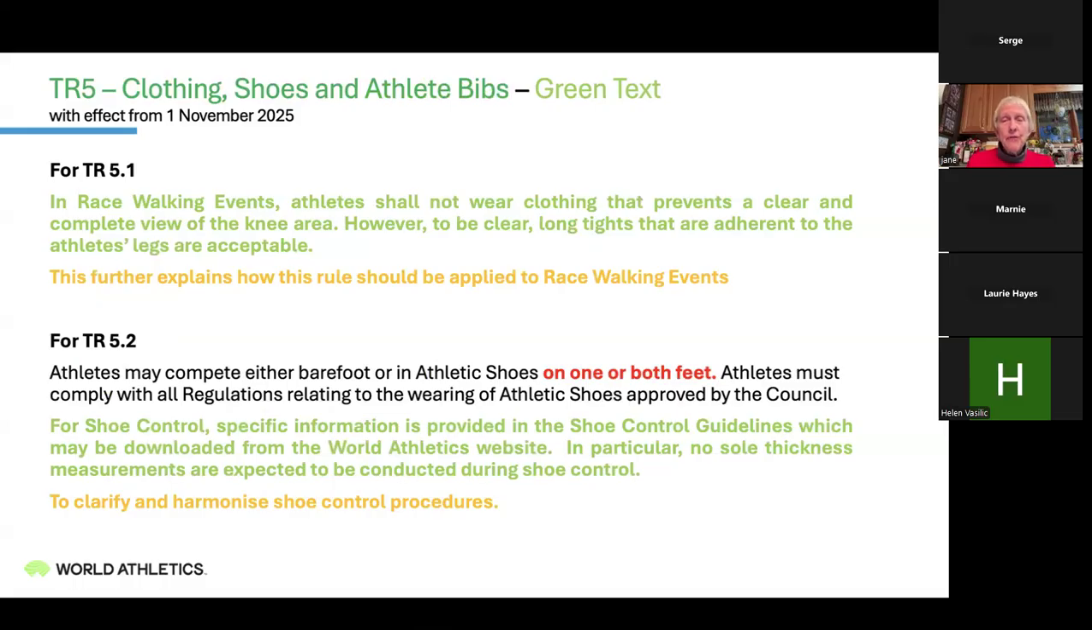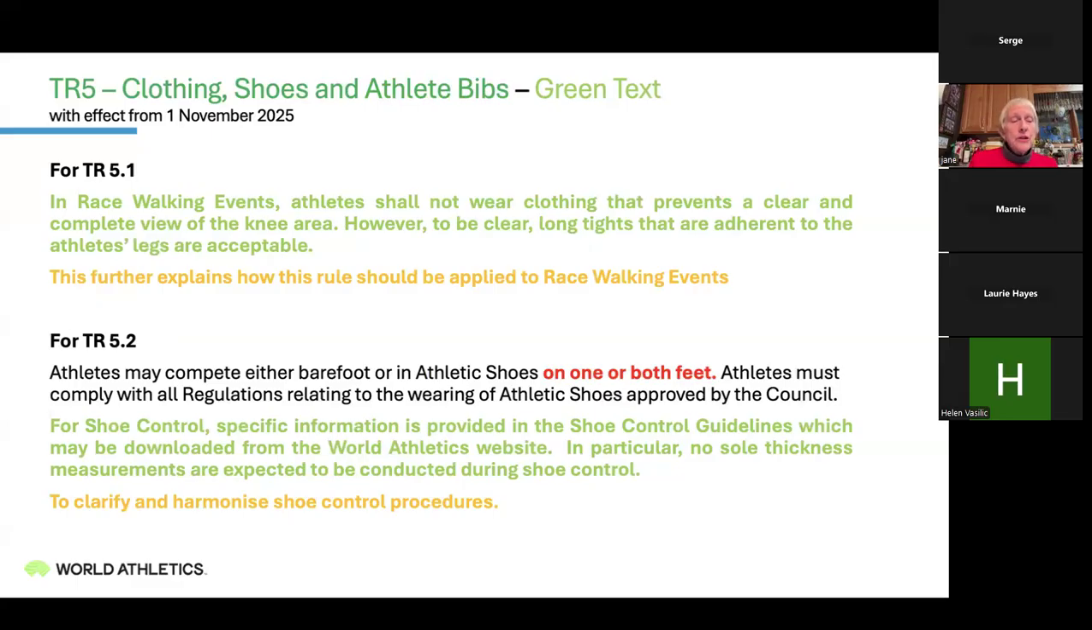And here's a heads up for you race walk judges, as well as call room judges and chief judges. In race walking events, athletes shall not wear clothing that prevents a clear and complete view of the knee area. However, to be clear, long tights that are adherent to the athlete's legs are acceptable. And the commentary is, this further explains how this rule should be applied to race walking events so that the judges have a clear view of the athlete's legs.